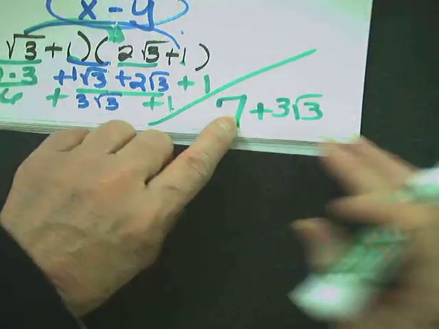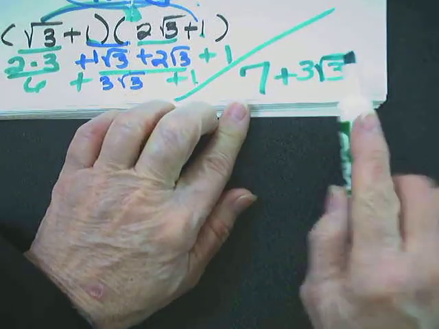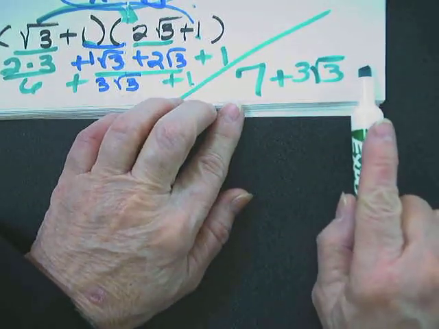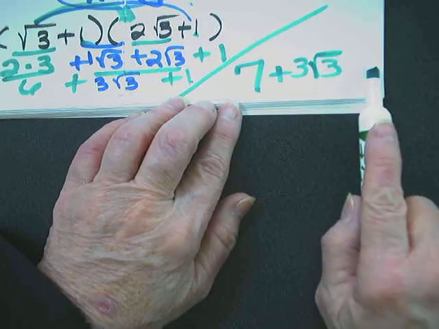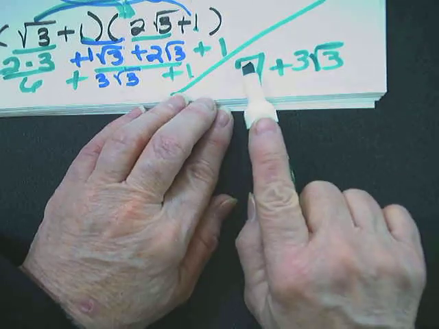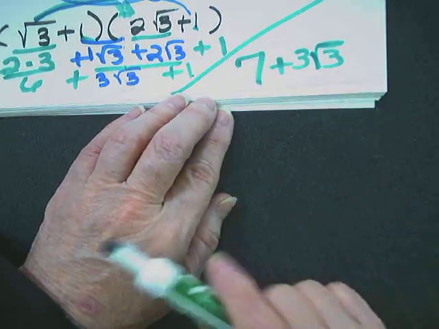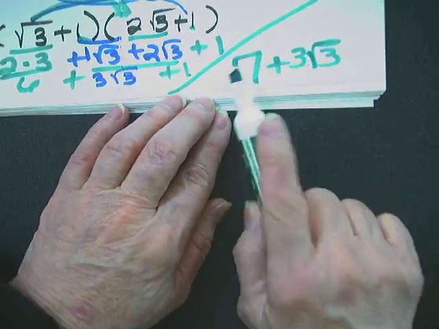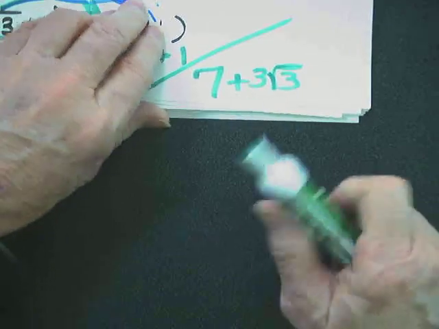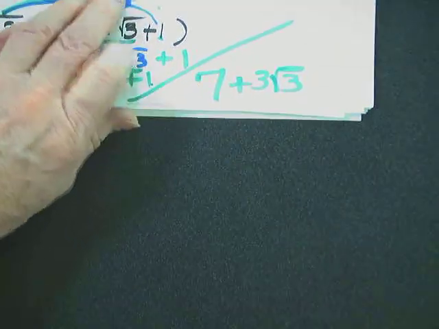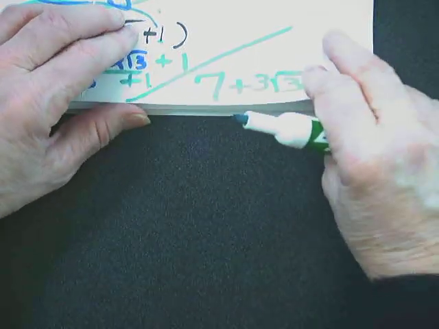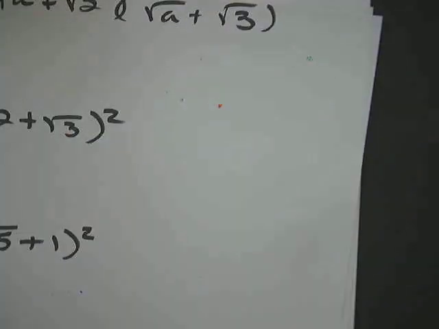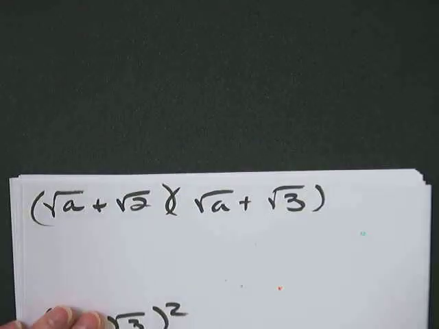Okay, this is 6. These two combine to what? 2 and 1 is 3 square root of 3's, right? And then we have the plus 1. So we have 6 and 1 is 7, plus 3 square root of 3. I'm pretty sure, let me look really quick. I'm pretty sure that's the order they like it in, yes.